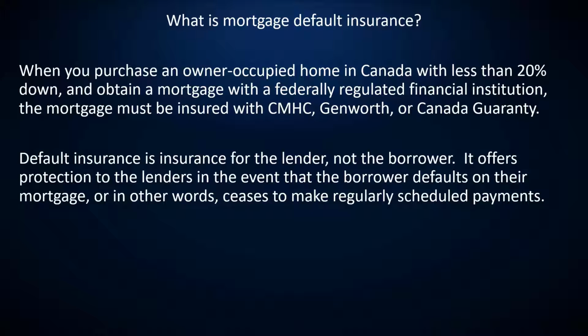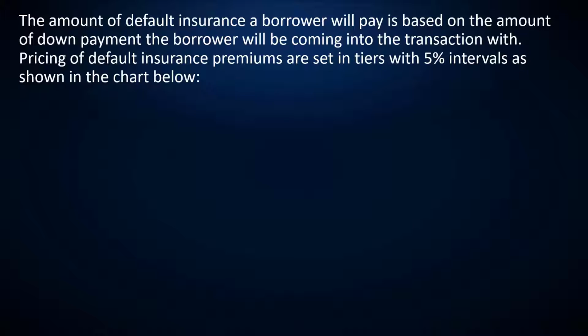Default insurance is insurance for the lender, not the borrower. It offers protection to the lenders in the event that the borrower defaults on their mortgage, or in other words, ceases to make regularly scheduled payments. The amount of default insurance a borrower will pay is based on the amount of down payment the borrower will be coming into the transaction with. Pricing of default insurance premiums are set in tiers of 5% intervals, as shown in the chart below.